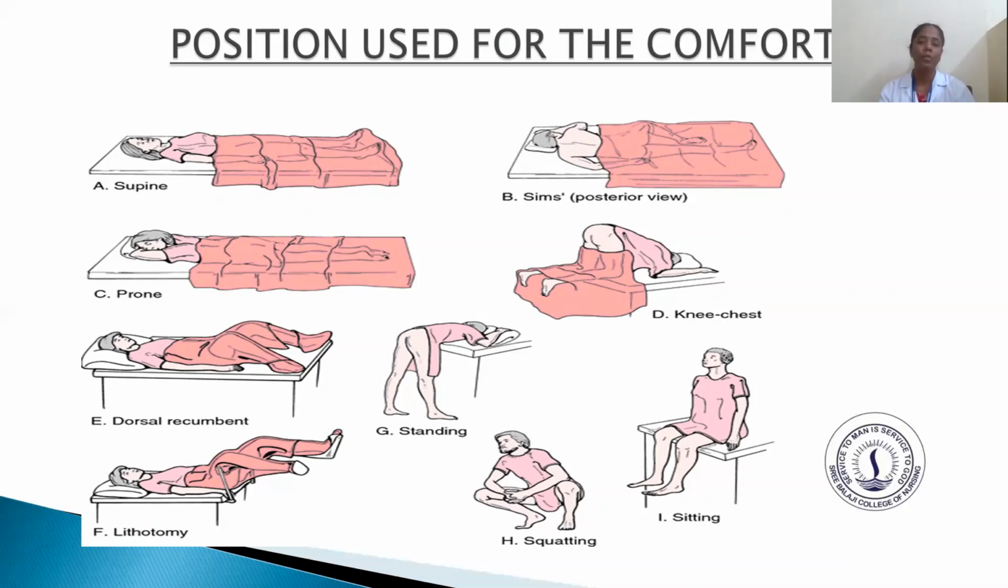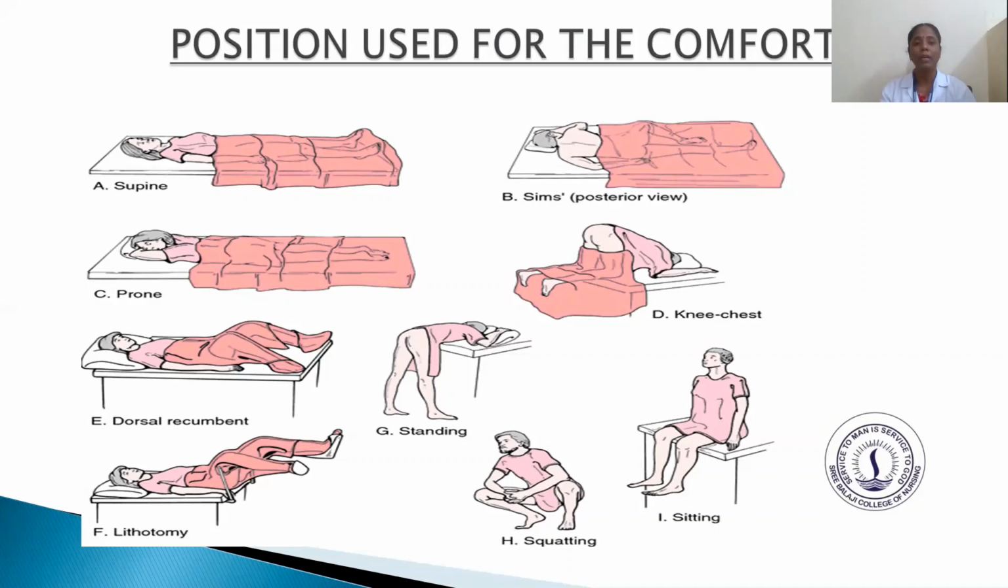Sims, or the posterior view: one leg is flexed with the knee placed over the pillow, and the other leg is straightened. It looks like a left lateral position. The chin rests over the pillow, one hand rests over the side of the pillow and the other hand on the left side. Another one is the prone position, where the patient lies on the bed face down.